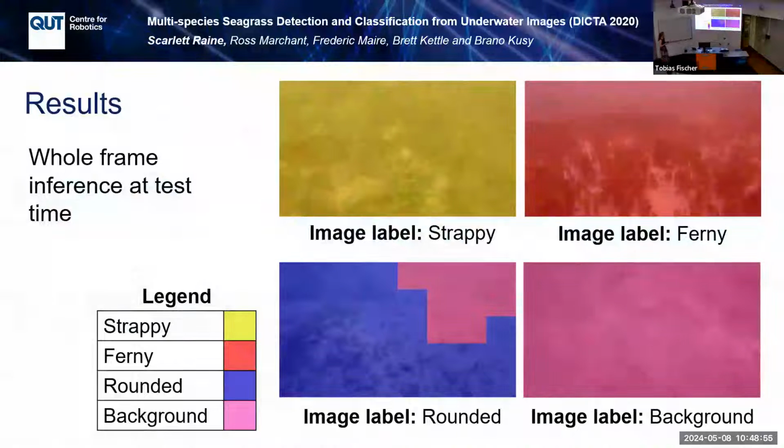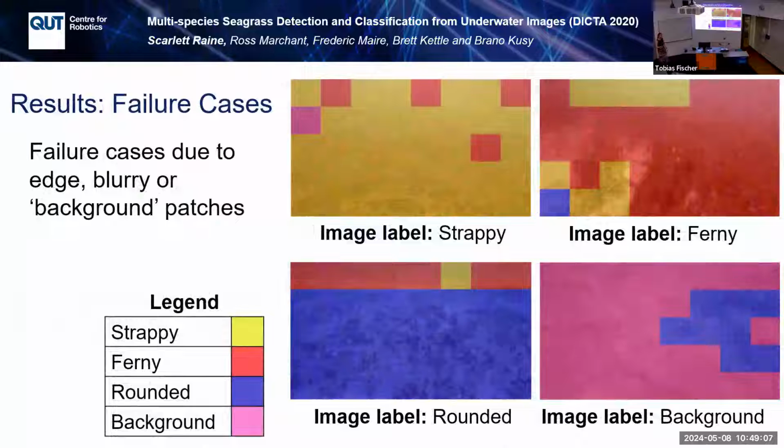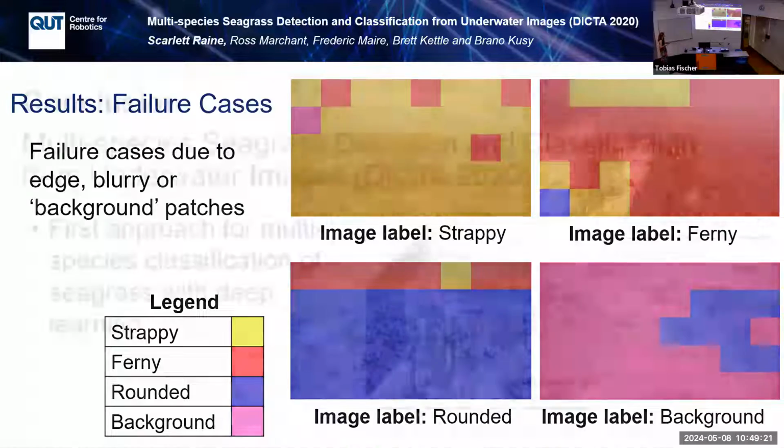Some qualitative results for our work. So we can see the patch level classifications are shown using the colors, whereas we also see the image level labels there as well. In terms of failure cases, what we see most commonly is that the edge patches or the blurry or visually degraded patches are most commonly misclassified with this approach, and this is something that we tackle in the 2nd contribution of this thesis.